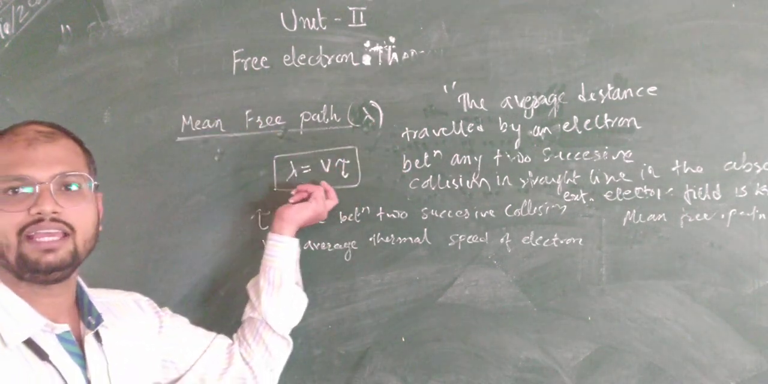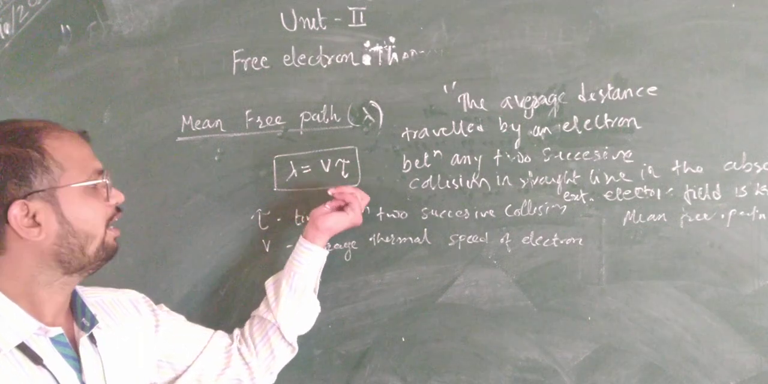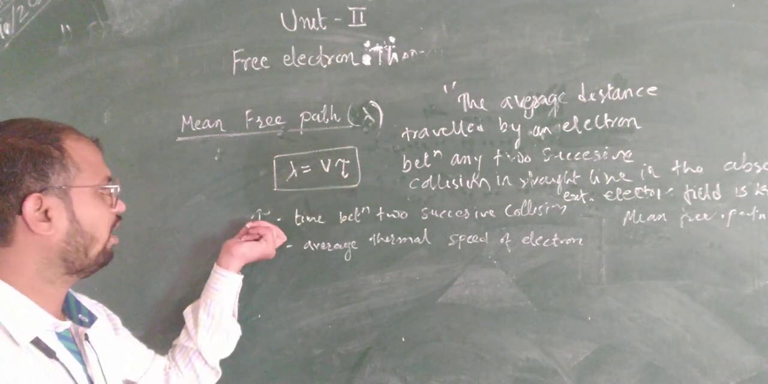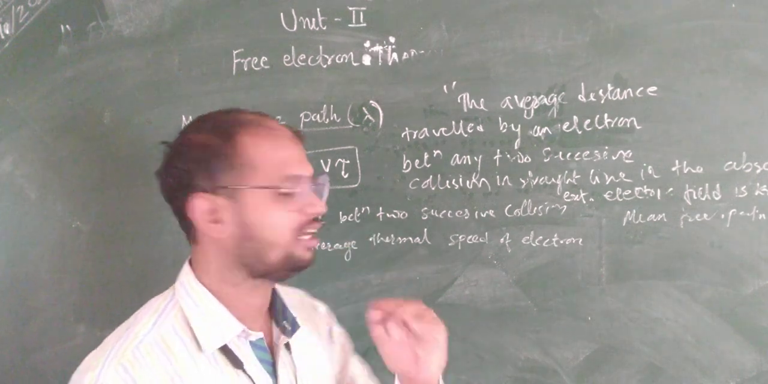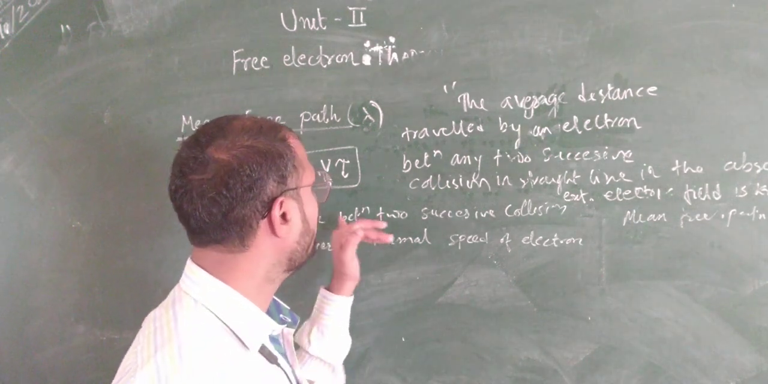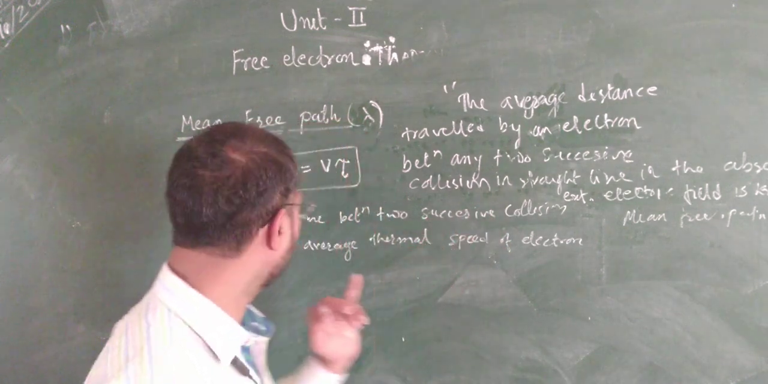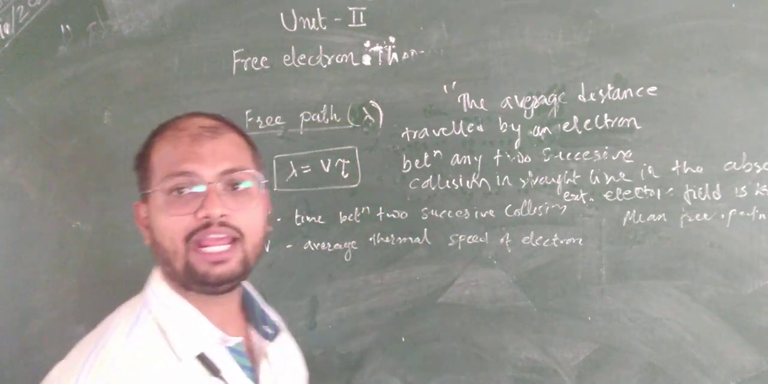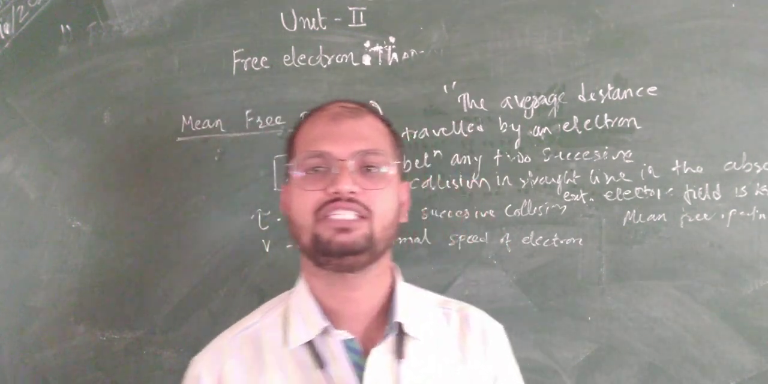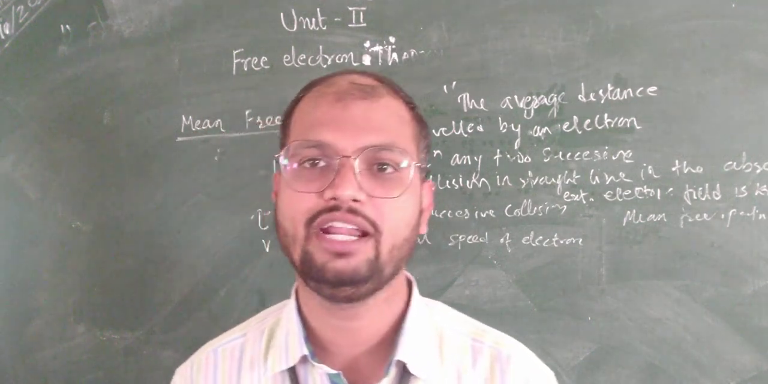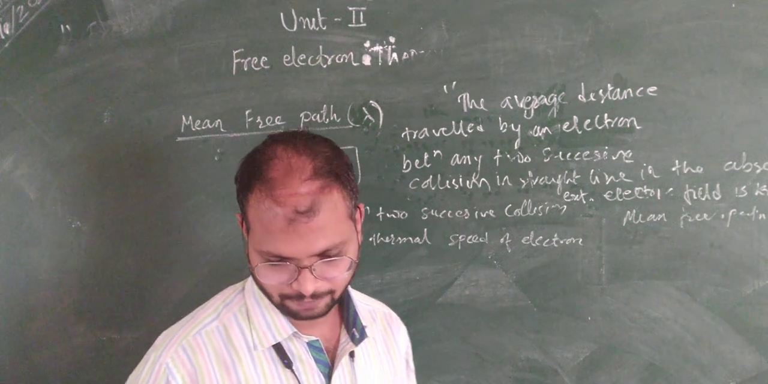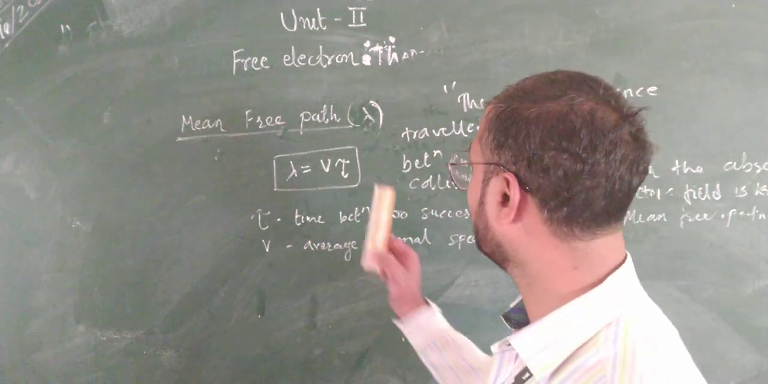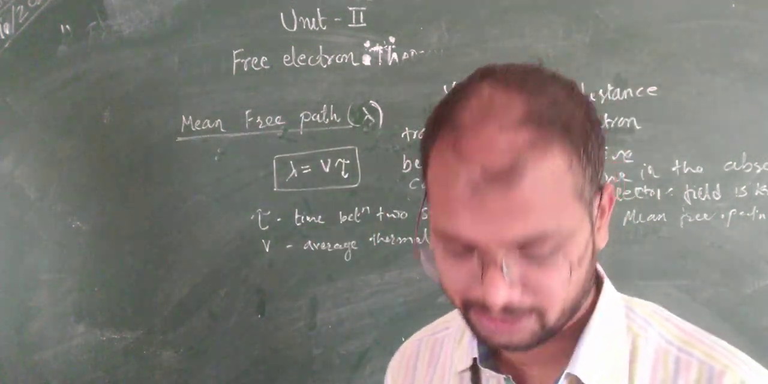and it is denoted as lambda is equal to small v into tau. Okay, where tau is the time between two successive collisions, and v is the average thermal speed of an electron. Okay, this is about the mean free path.